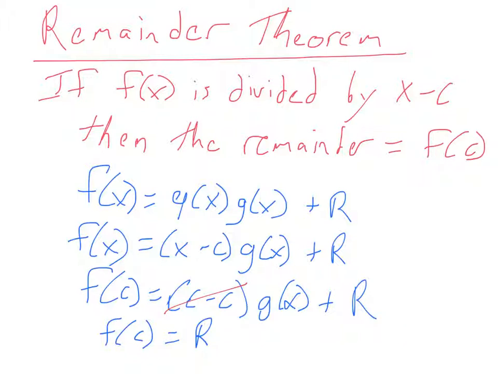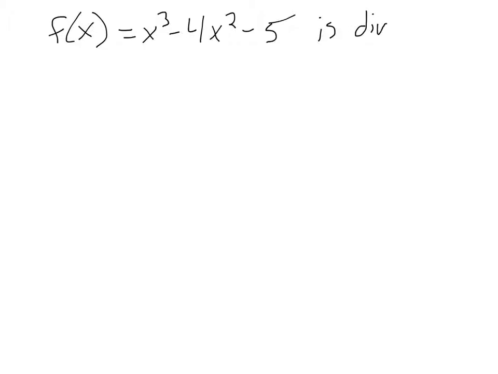Well, it's going to be a second before we can see that. But let's say I have the function f of x is equal to x cubed minus 4x squared minus 5. And let's say it is divided by x minus 3. So it's divided by x minus 3. What is the remainder?